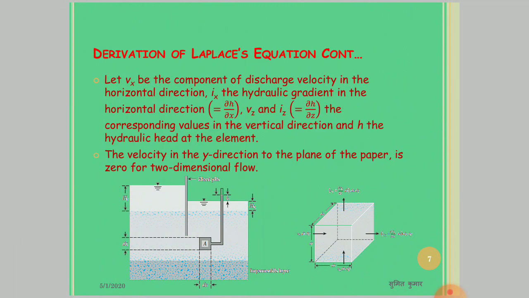For soil block A, assume Vx and Vz be the components of discharge velocity in the horizontal and vertical direction respectively, and ix and iz are the hydraulic gradients in the horizontal and vertical direction respectively. Since we are considering the flow to be two-dimensional, the velocity in the y direction can be taken as 0.